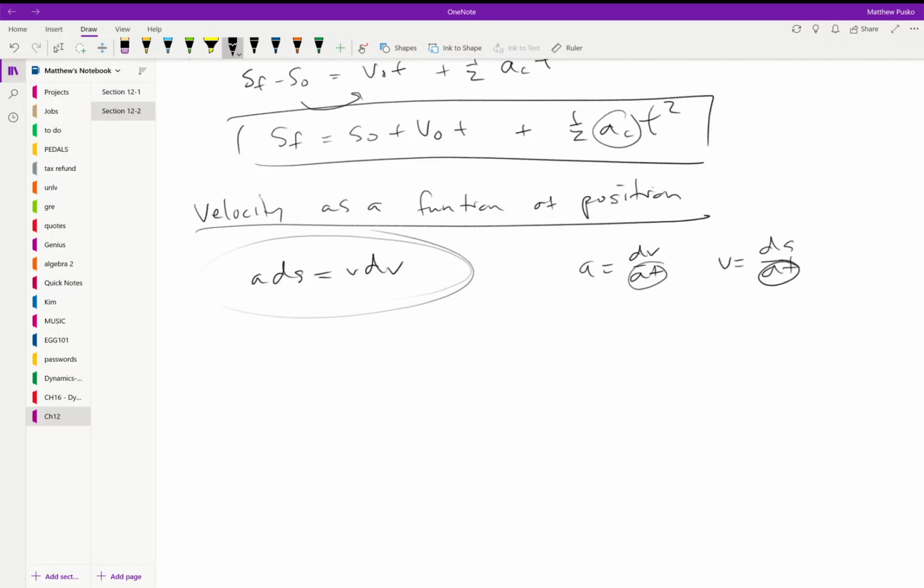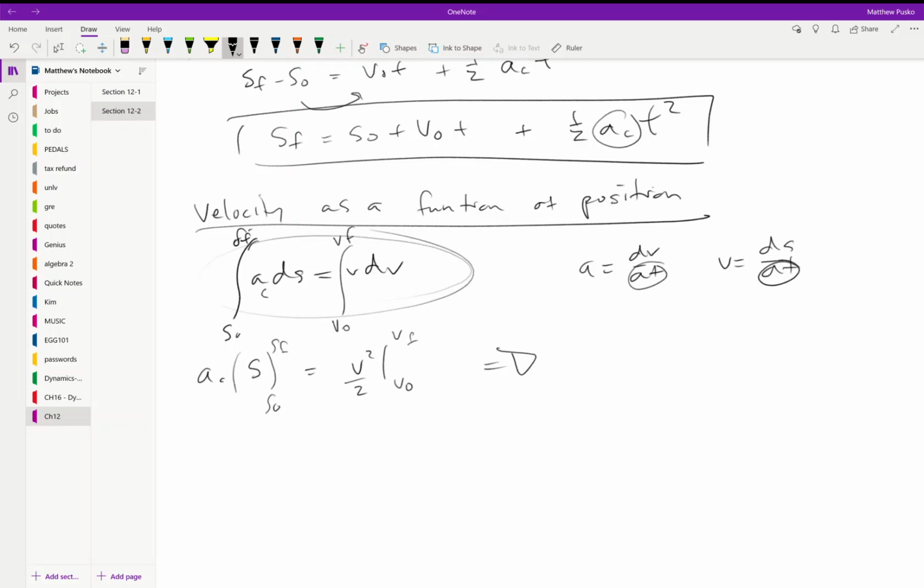I am going to integrate from some s naught to some s final, and in this one from some v naught to some v final. This will give me a v squared. We're going to evaluate that, v squared over 2, from v naught to v final, and we'll get our constant acceleration pulled out times some s evaluated from s naught to s final.